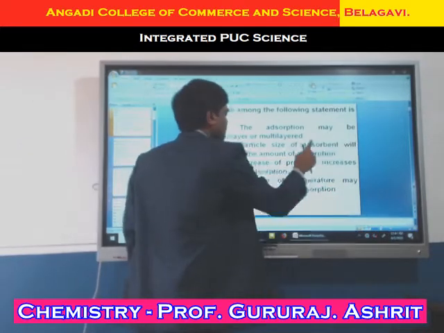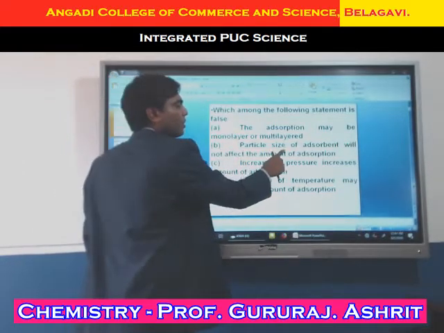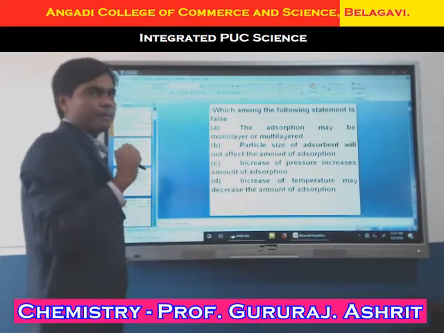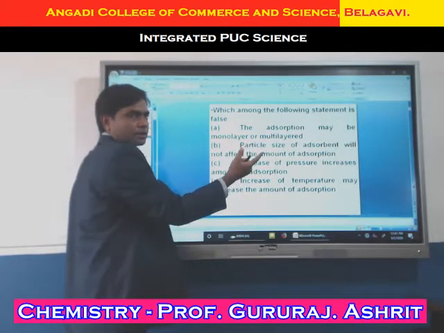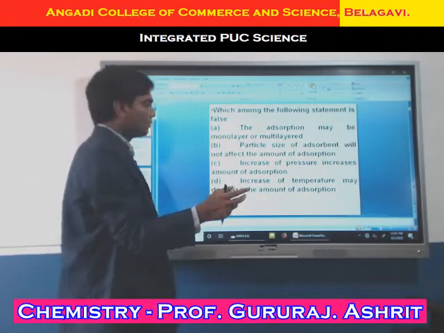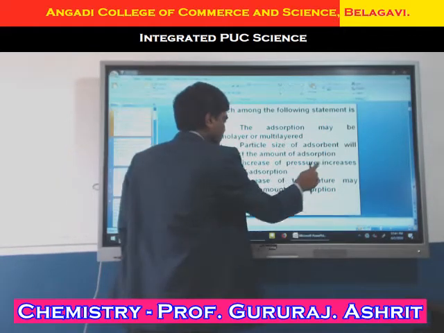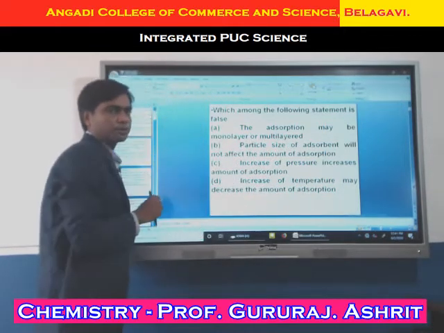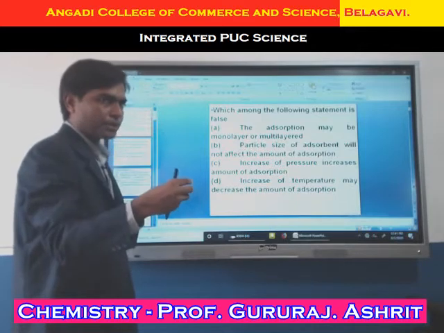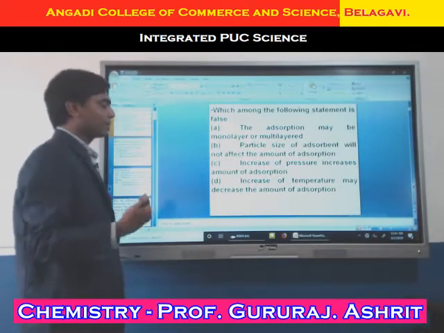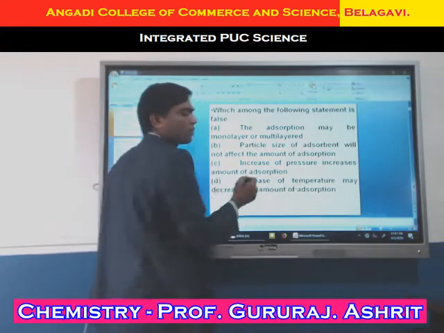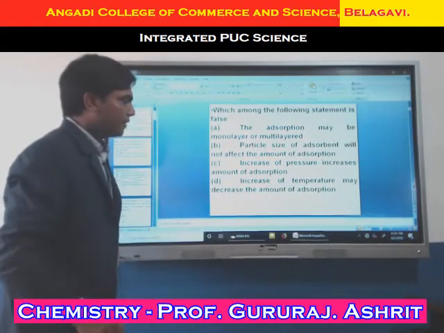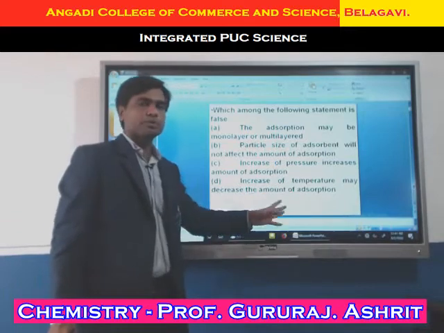Particle size of the adsorbent will not affect the amount of adsorption. He is asking whether, if the particle size is small or large, it affects the adsorption or not. Increase of pressure increases the amount of adsorption, meaning if you increase the pressure, whether adsorption increases or not. Increase of temperature may decrease the amount of adsorption. So he is saying that if you increase the temperature, adsorption will decrease.